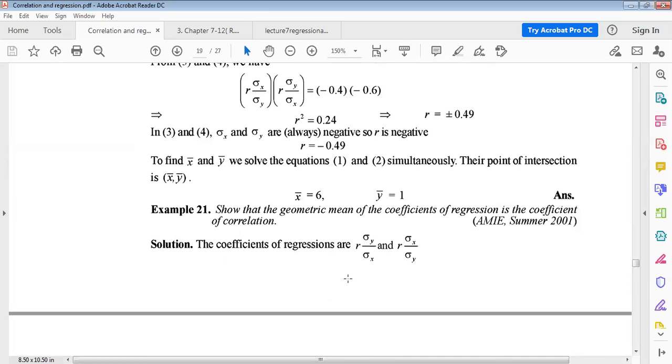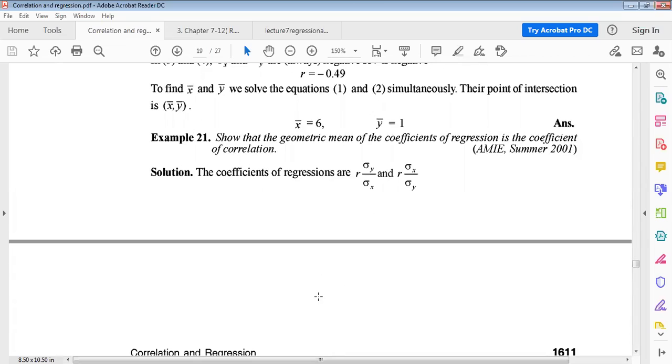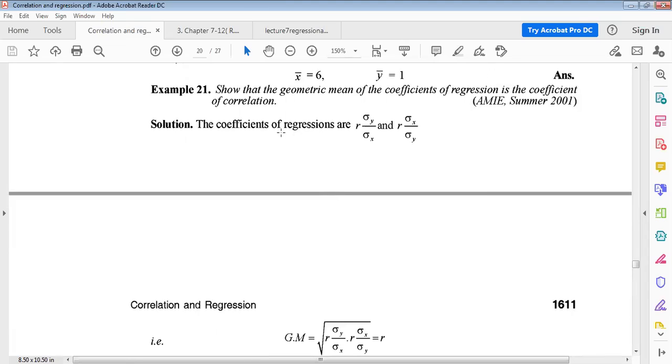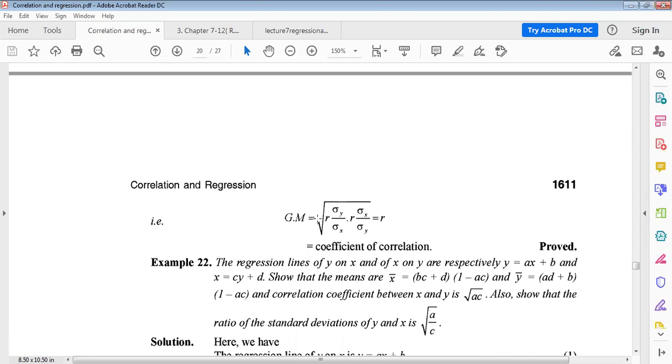Now show that the geometric mean of the coefficients of regression is the coefficient of correlation. This is actually a theorem. We have to find out the geometric mean. We know the coefficient of regression on y is r into sigma y divided by sigma x, and on x will be r into sigma x divided by sigma y. So the geometric mean will be the square root of the multiplication of these two. Just multiplying, it will give only r. So it will be the coefficient of correlation. Very small theorem.